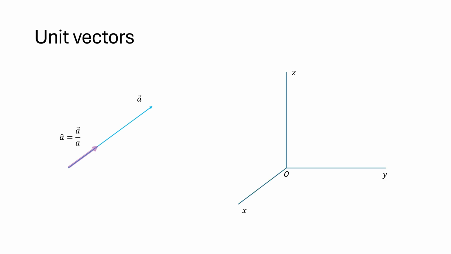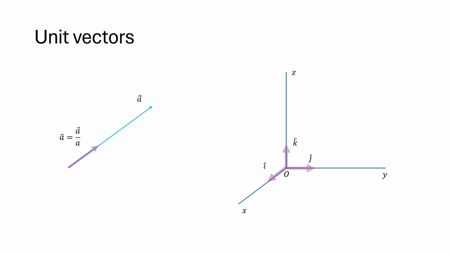For any non-zero vector a, the unit vector, represented by a hat, is the vector divided by its magnitude. It has the same direction as the vector a. In real-world applications, we frequently use the rectangular coordinate system. The unit vectors corresponding to the x, y, and z directions are i hat, j hat, and k hat respectively.